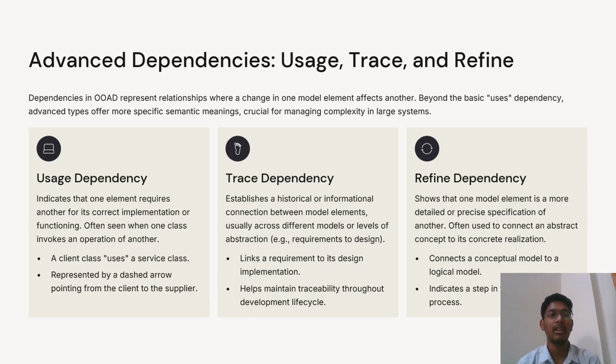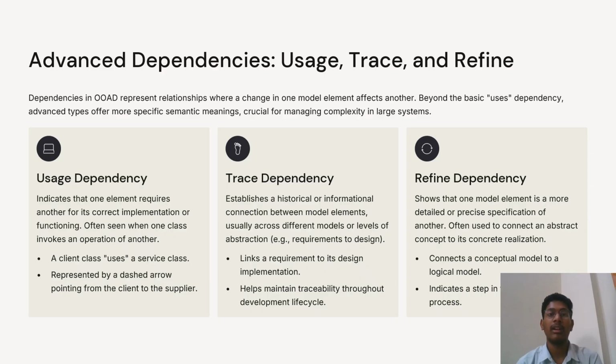Usage dependency indicates that one element requires another for its correct implementation or functionality. It is often seen when one class invokes an operation of another. For example, a client class uses a service class, represented by a dashed arrow pointing from the client to the supplier. Trace dependency establishes a historical or informational connection between model elements, usually across different models or levels of abstraction.